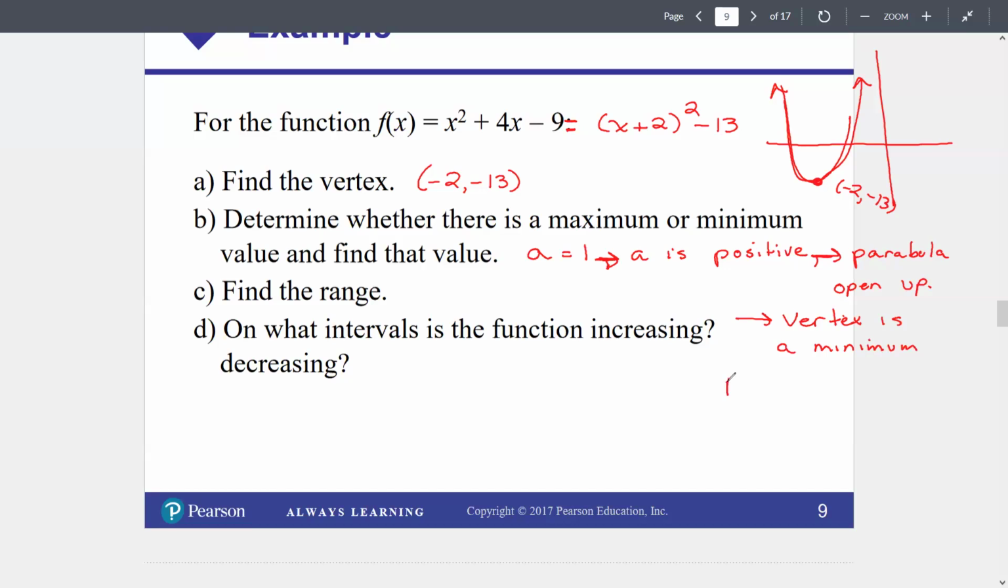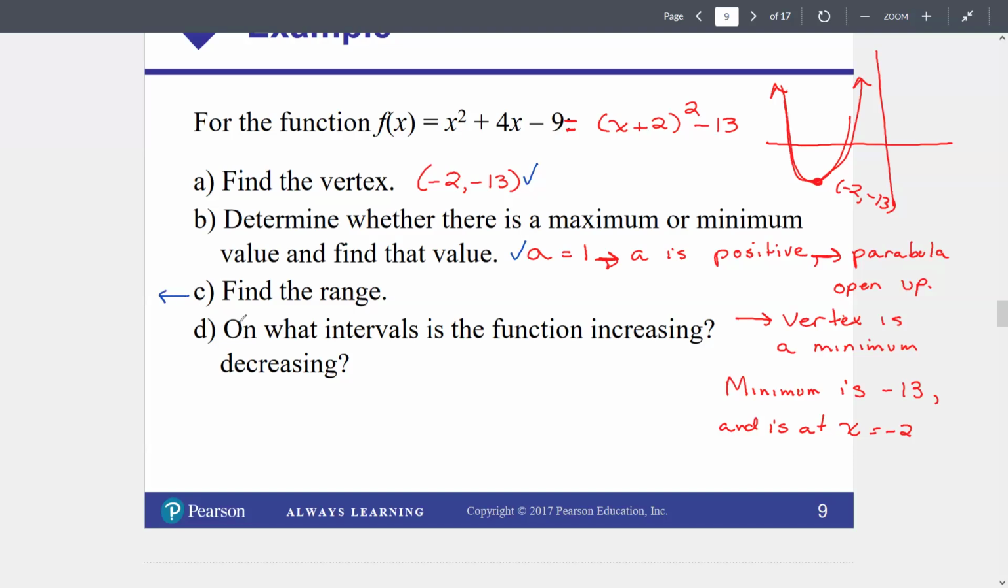So just as a reminder, we would say that the minimum is the y value, so the minimum is -13. And that is at x equals -2. So the minimum is the y value, the location is that x value. Okay. So once again, range, it's based off of your vertex and what A is.